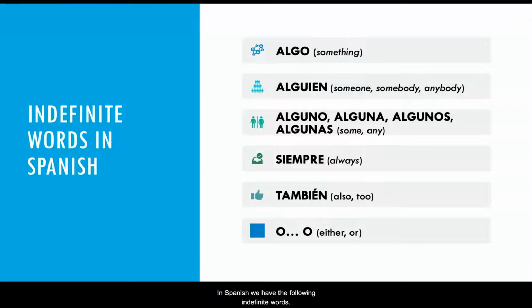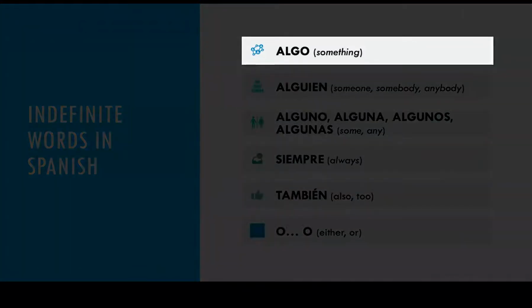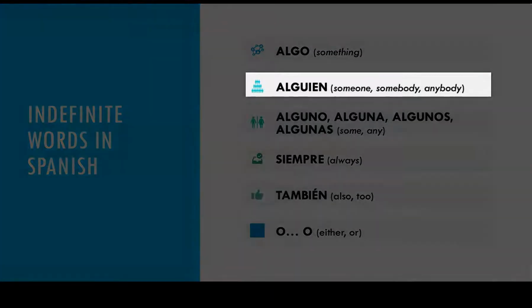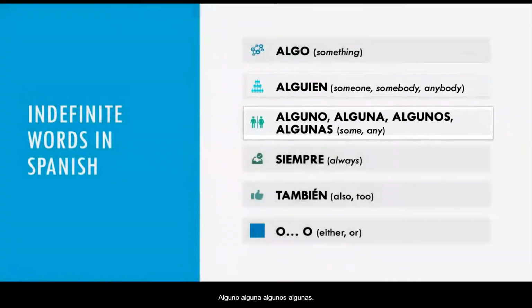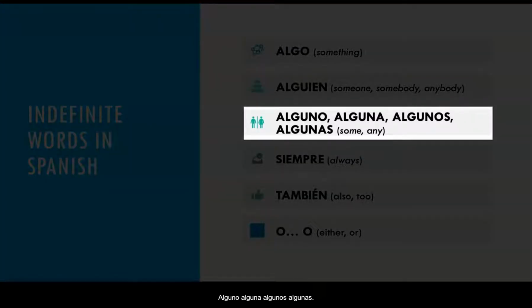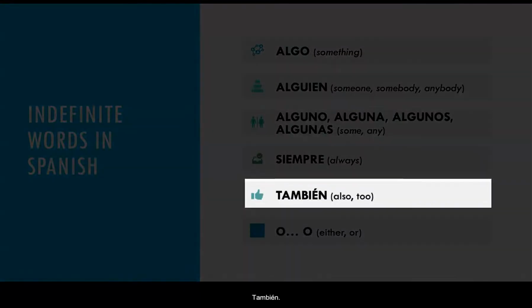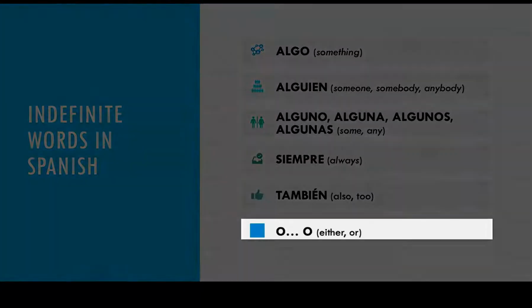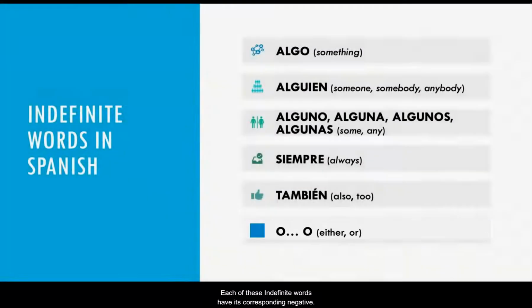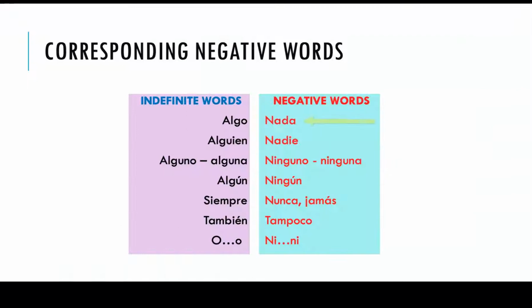In Spanish, we have the following indefinite words: algo, alguien, alguno, alguna, algunos, algunas, siempre, también, o. Each of these indefinite words has its corresponding negative word. Algo, opposite, nada. Alguien, nadie.